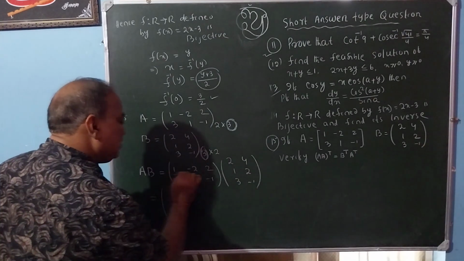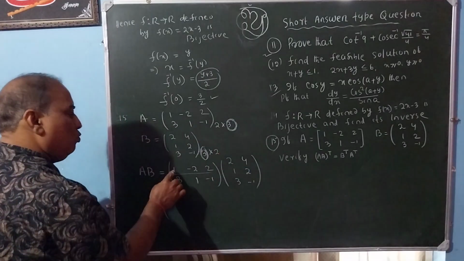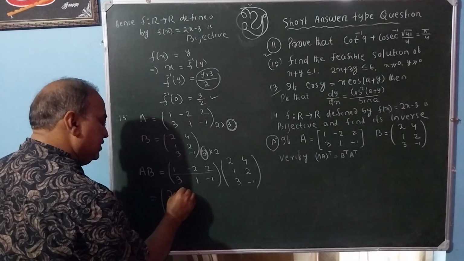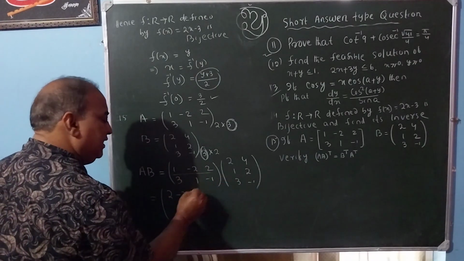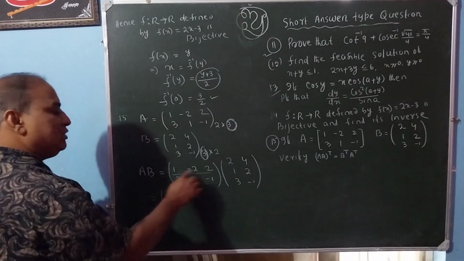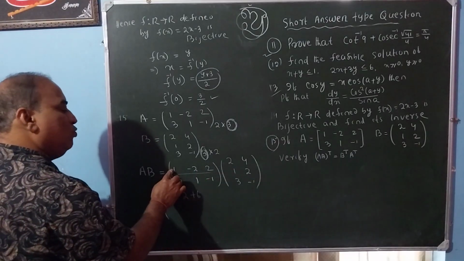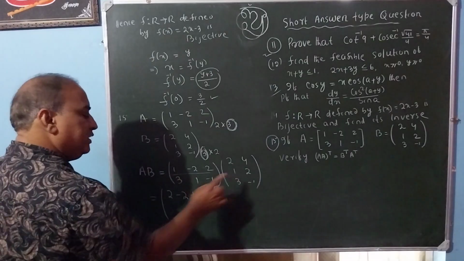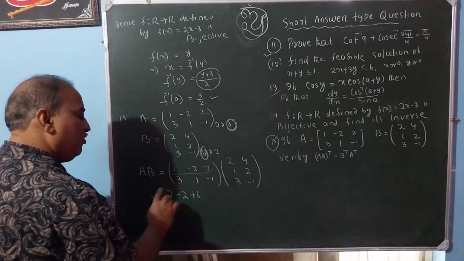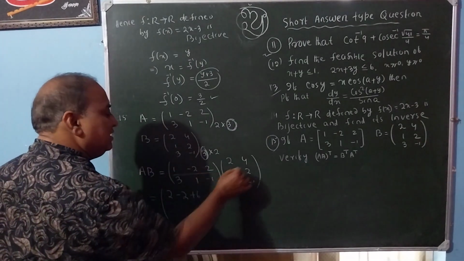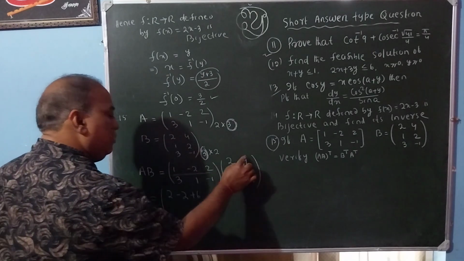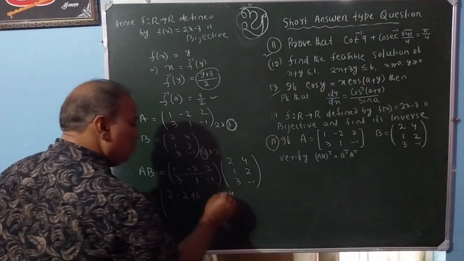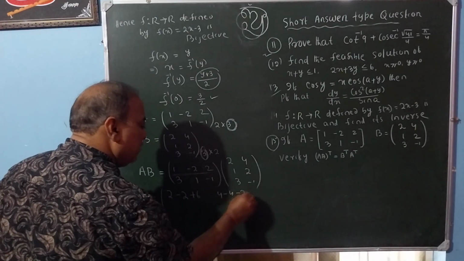Multiplication: first row multiplied with first column, 1 into 2, write down 2, minus 2 into 1, that is minus 2, 2 into 3, that is 6. First row multiplied with first column, 1 into 2 plus minus 2 into 1 plus 2 into 3. This is the first entry of the AB matrix. Then first row multiplied with the second column, 1 into 4, minus 2 into 2, that is minus 4, 2 into minus 1, that is minus 2.